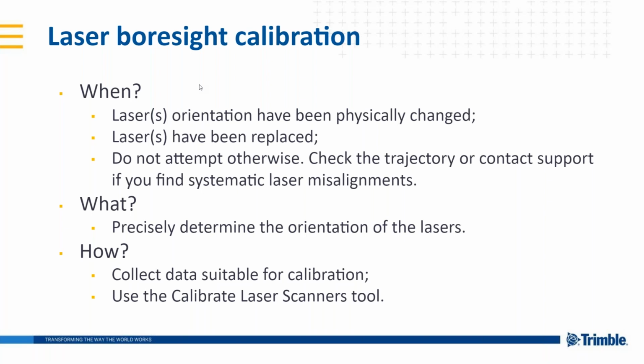So what is laser bore sight calibration? It's simply precisely determining the orientation of the lasers. It's not enough to say that our laser is at 90 degrees, because really it's something like 90.111376 degrees. Of course, we want to know this as precisely as possible because we are doing measurements. Even a small angle error will lead to more error in the actual point cloud. And to do this, we need to collect data which is suitable for calibration, and we use the new calibrate laser scanners tool in the TBC.